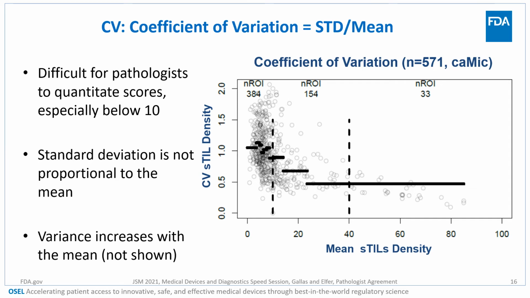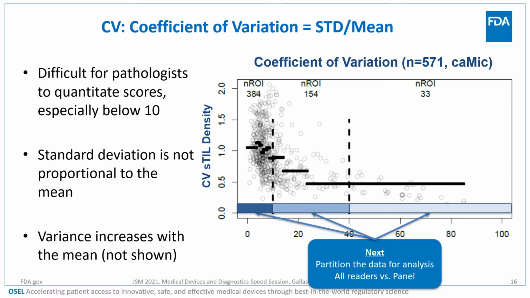What can we say about these results? For one, it appears that it is difficult for pathologists to quantitate sTIL density, especially below 10. A coefficient of variance larger than 1 is quite high, and 0.5 isn't great either. This plot also shows that the standard deviation is not proportional to the mean, or the horizontal lines would be at the same value. Not shown is a plot of the variance as a function of the mean. The results there show the variance is increasing with the mean as well. One consequence of these last 2 observations is that standard log or square root transforms of the data probably won't simplify our analyses.